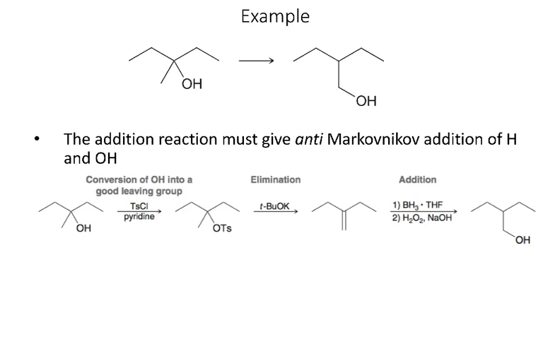Okay, and then once we've produced the alkene, we want to put the OH here. So we need an anti-Markovnikov addition of H and OH, and so we can achieve that with hydroboration oxidation. And so these are the synthetic steps that we would use to convert this compound into this compound.